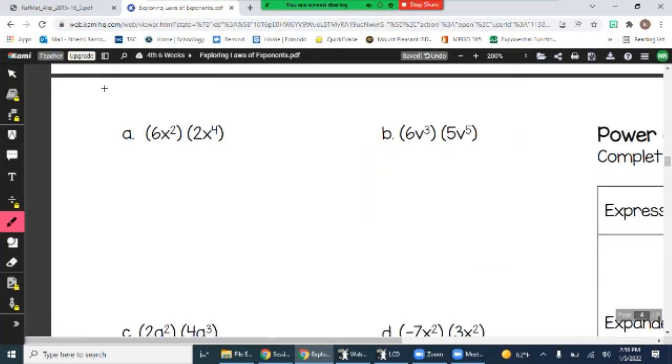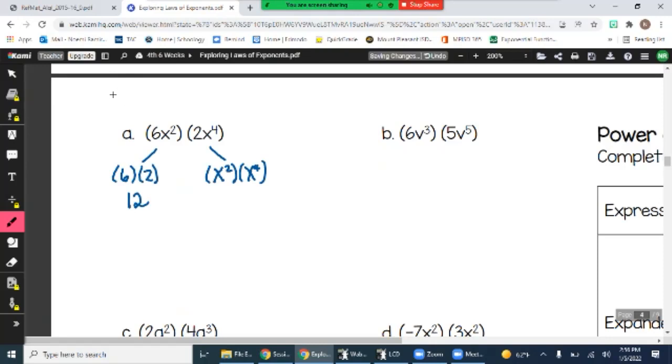Example A. How many different groups are we going to create here? 2. My first group can have what times what? 6 times 2. And 6 times 2 gives me 12. I've reached a stopping point. My second group is going to have what times what? X squared times x to the 4th. Thank you for using your terms.